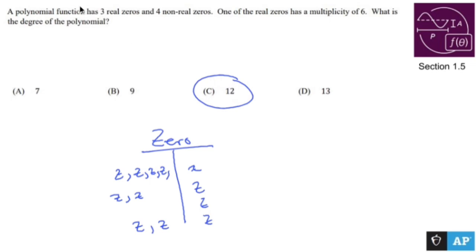All right, that's basically it. You just count out how many zeros you have, real and non-real. And since one of the real zeros has a multiplicity of 6, you count that one 6 times, and then the other 2, and then the 4 that are non-real. You get 12 total. Don't overthink it. Pretty easy problem.